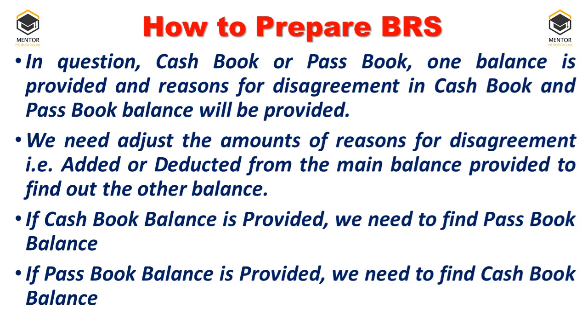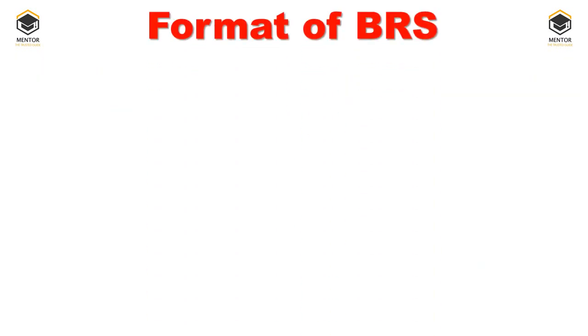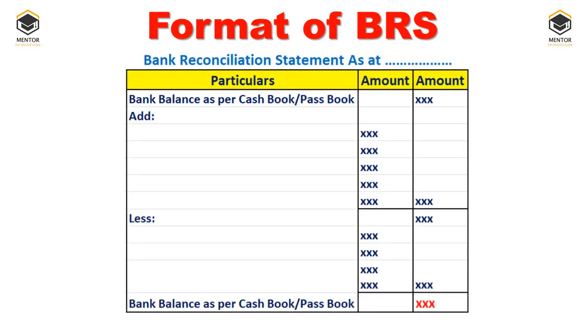So I will take up the format of BRS. This is the format of BRS. You need to write the heading, Bank Reconciliation Statement as at 31st December or 31st March or whatever date is given in the question. So first we'll take the bank balance as per either cash book or passbook, whichever will be given. Whatever is provided, we need to write. So bank balance as per cash book or passbook.